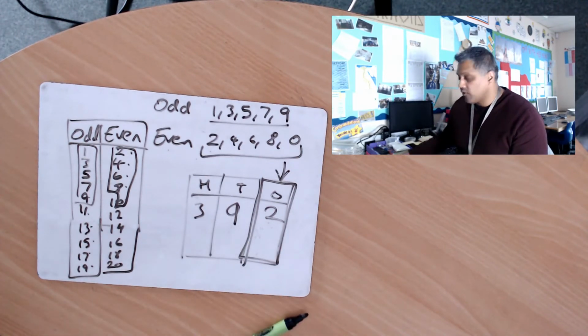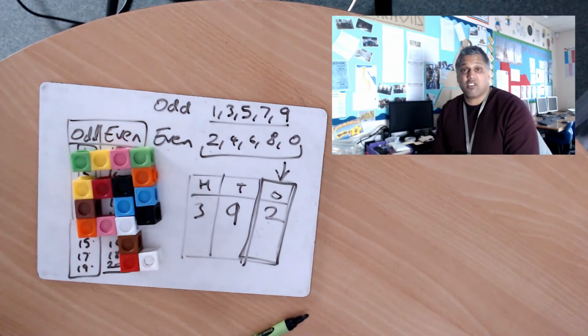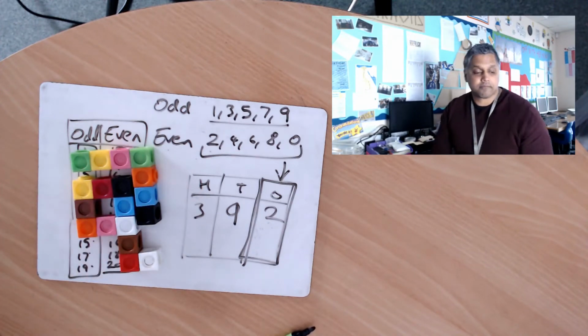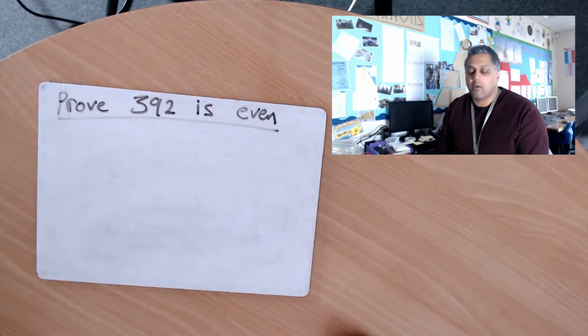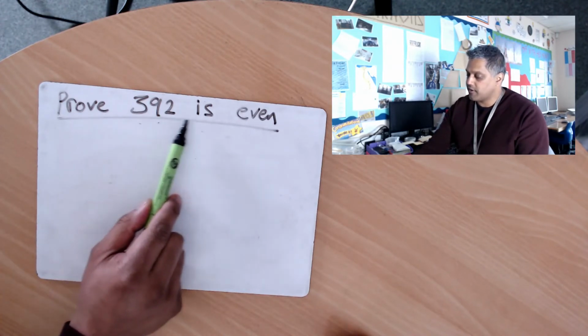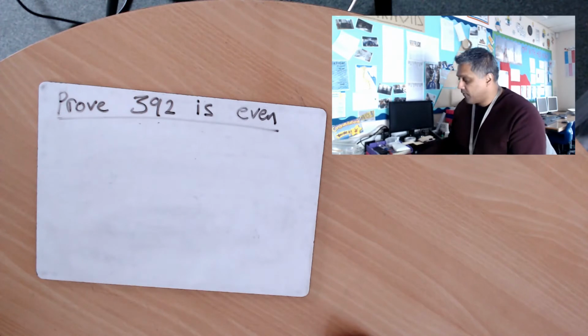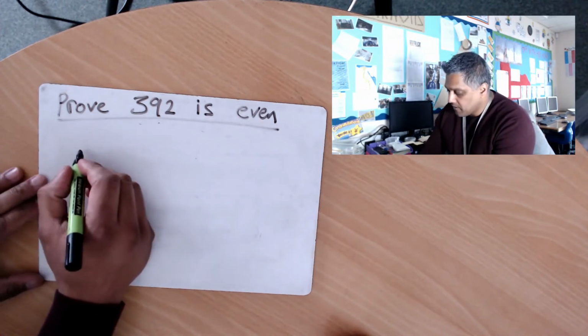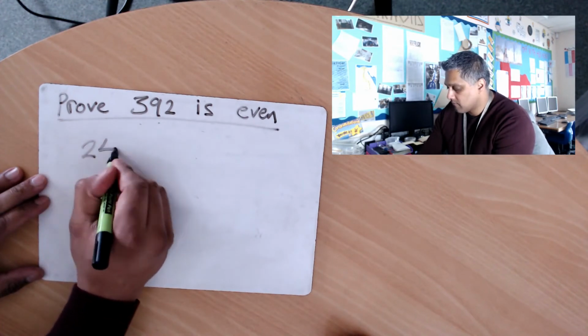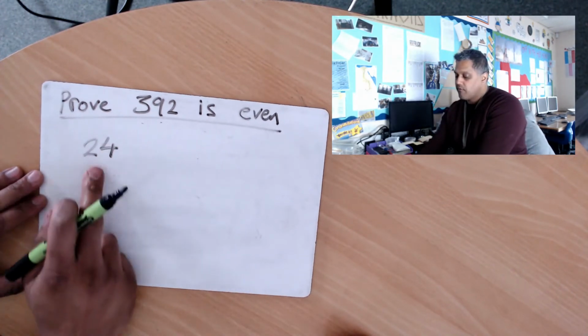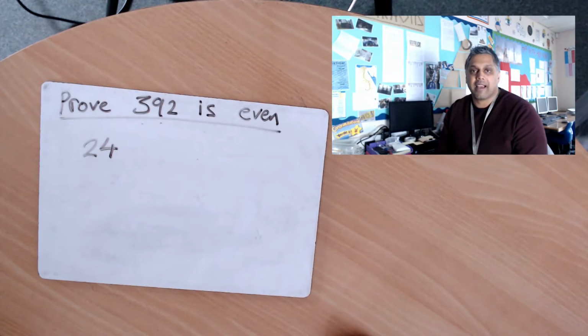And we're not going to use blocks because I haven't got 392 blocks. So how do you go ahead and prove 392 is even without using so many blocks? Before I jump onto that, if there's a number, I don't know, like 24, there's a real simple way to find out if that is odd or even, and it's basically looking at your 2 times table.